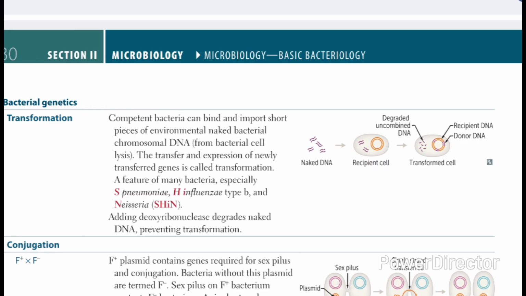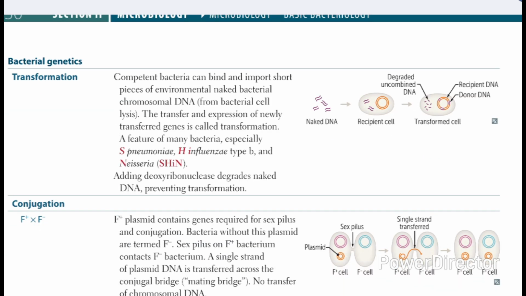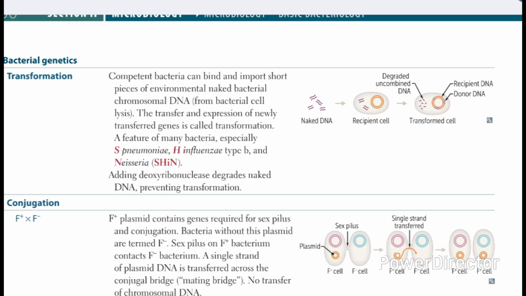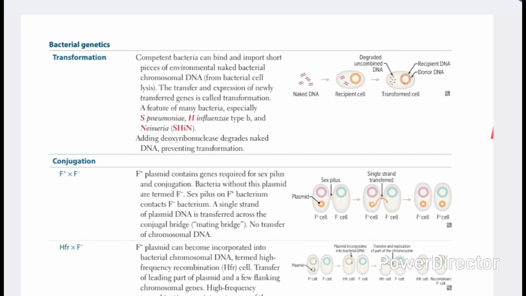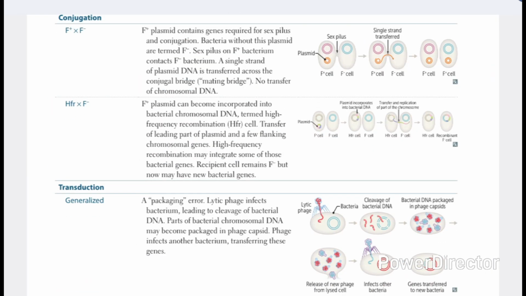And in this episode, we are going to study bacterial genetics. So bacterial genetics involves a few common mechanisms, including transformation, conjugation, and transduction.